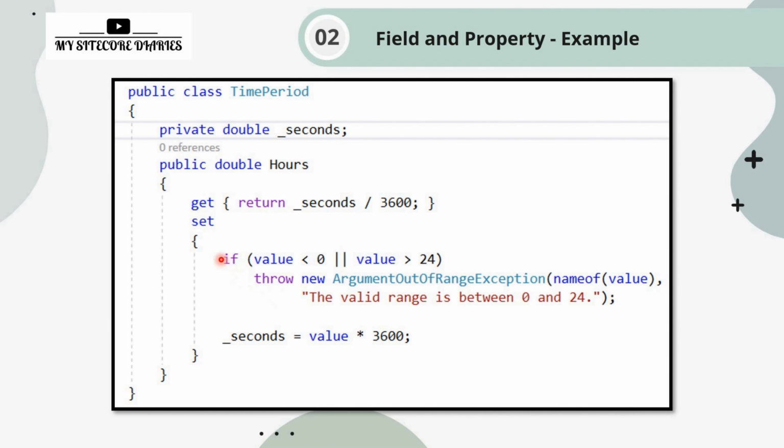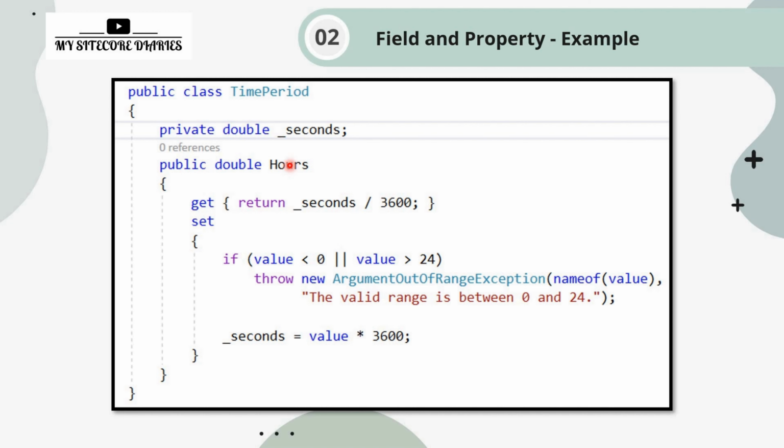Now here we have a validation also. If you see here, if value is less than 0 or greater than 24, then it is throwing an error. It's saying the valid range is between 0 and 24. So you can have the validation before setting the value.